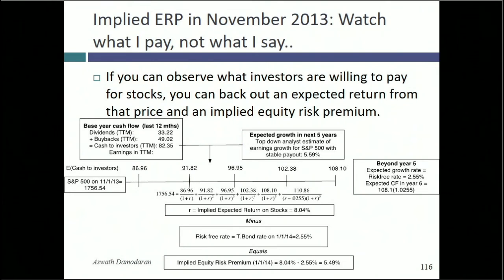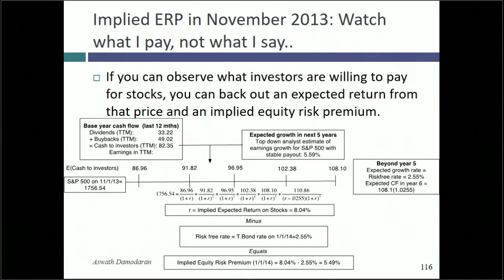So let's try this as of November of 2013, because many of the numbers for my companies come from November of 2013. November of 2013, the S&P 500 was at 1,756.54. So that's what you paid for stocks. The cash flows leading in to November of 2013 were 82.35, but a big chunk of them came from buybacks. So about 60% from buybacks, 40% from dividends.